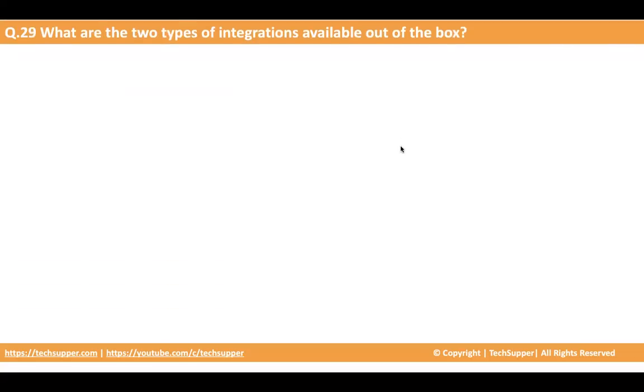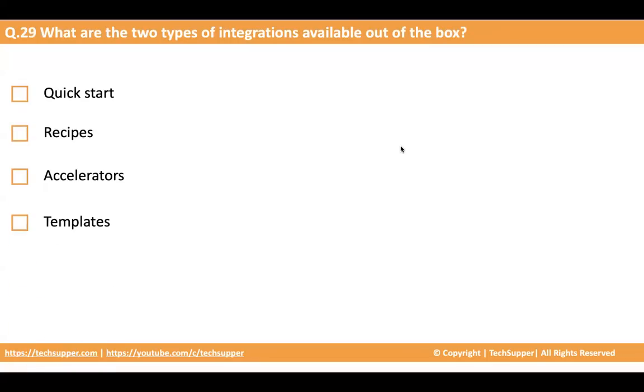What are two types of integrations available out of the box? Let's see the options. Quick start, recipes, accelerators, templates. Which two types of integrations are available? The correct answers are recipes and accelerators. They are available in the integration, just like a template, ready-made integrations which we can activate and use as per our requirement.